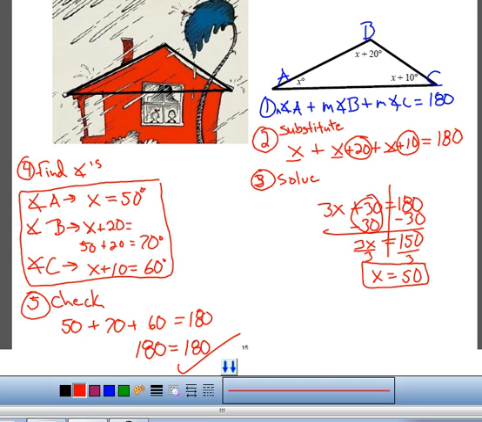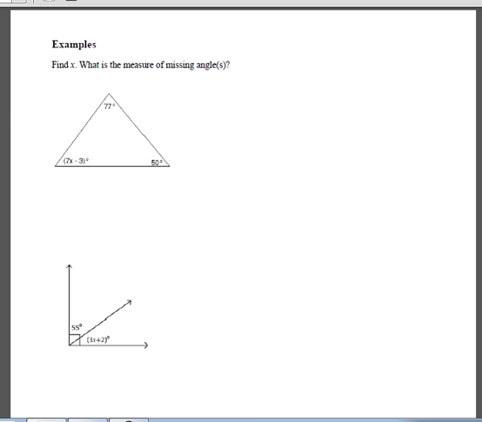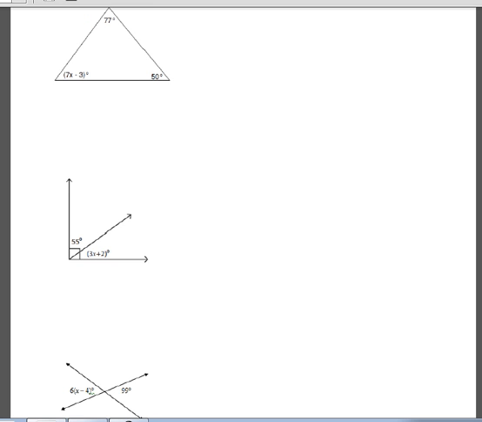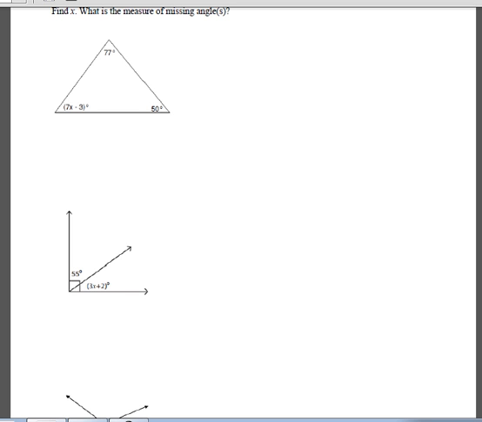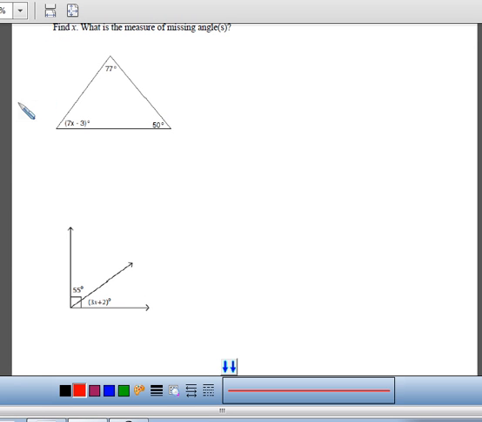We've got 3 more problems. So now we're looking at page 16. Find x. What is the measure of the missing angles? So we've got 3 different examples here. Let me need some workspace. So in looking at the first one, I recognize right away that I'm dealing with a triangle. And so because I'm dealing with a triangle, I know that my sum needs to be 180 degrees.